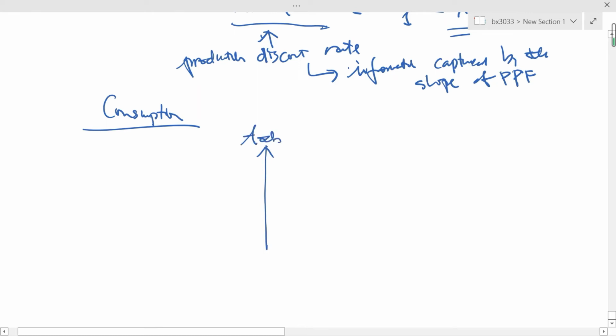This is today's goods and services. This is tomorrow. I'm going to randomly pick one point here, and call this point A. This means that today I consume this many goods and services, tomorrow this many. Starting from point A, I'm going to cut today's consumption by 1 unit, and I can save this for tomorrow. So X units.